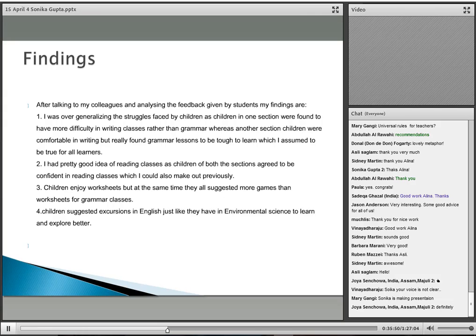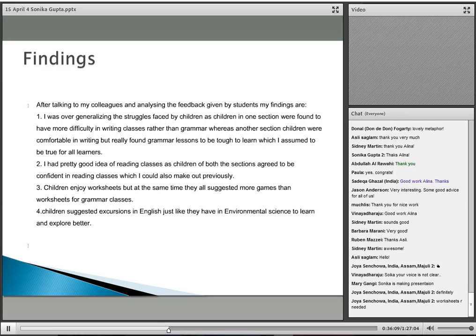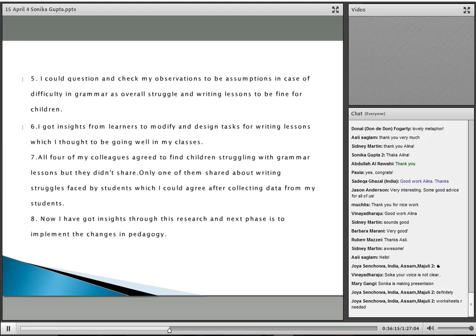As learners, they really voiced their choices in a way that showed the value of excursions in environmental science to learn better at school level. That kind of learning suggested to me that having excursions in English also is really going to help them learn better and explore better in English. So it's really eye opening for me. Next slide, please.